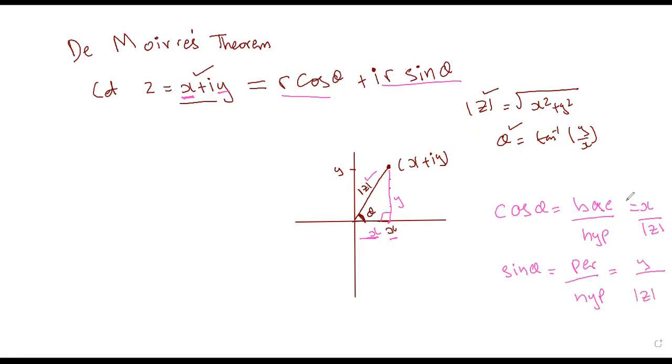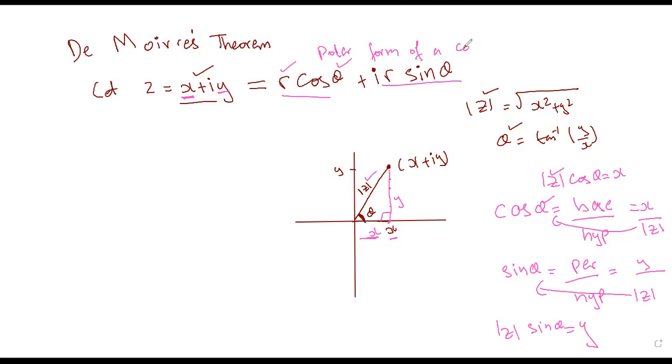So can I not just take this z mod over here and write it this way, and again take this z mod there and write it this way? So this z mod is basically r, and this theta is basically this theta, right? So this is just another representation. This is what we call the polar form of a complex number.